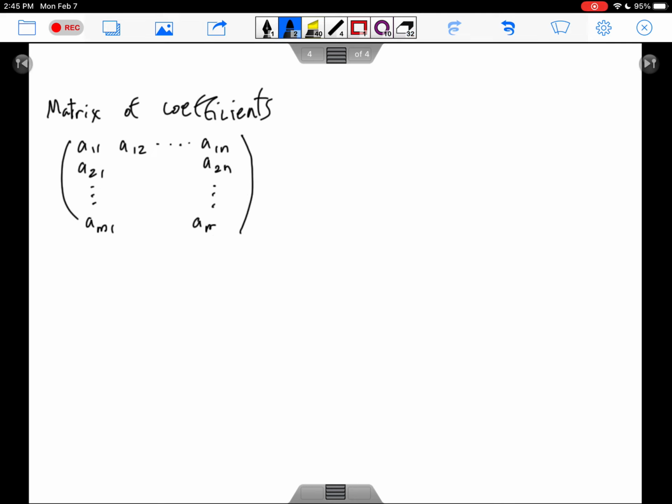Sorry, that should say A m by n. So this is our matrix of coefficients. That's just the coefficients, but normally what we want to do is write all of the coefficients, but we're missing the b's. The b's are important, right? Those are the constants that go on the other side.